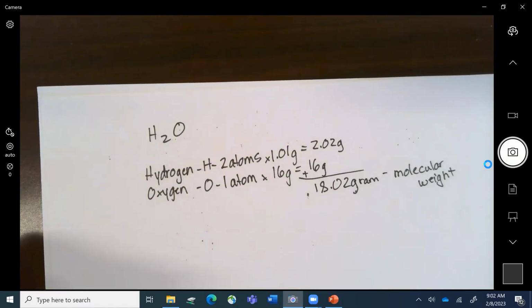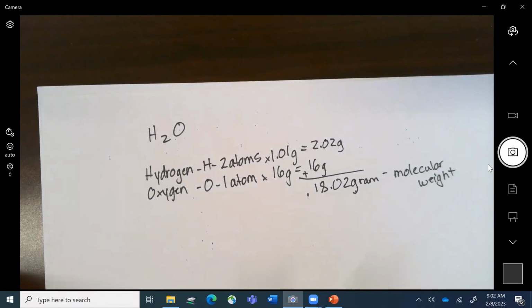All right. And before we get ahead of ourselves, I know you're probably thinking, this is 18.02 grams per mole, right? That's the next session, so don't worry about any of that. We just want to know that water weighs 18.02 grams. Does that make sense? All right. That is known as the molecular mass or molecular weight of water. So that's how that's done.